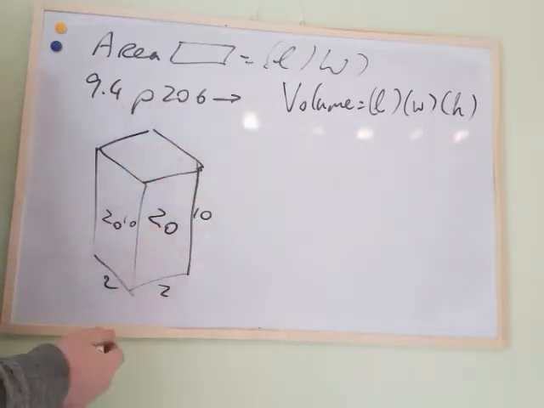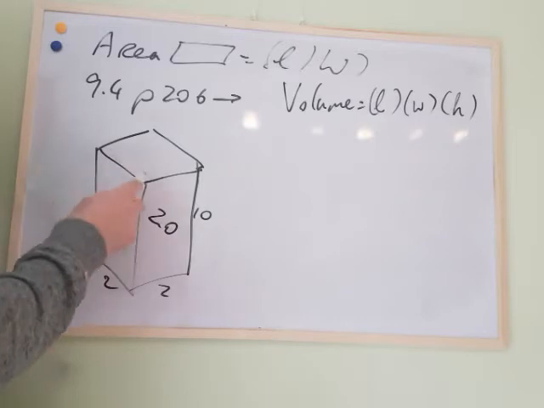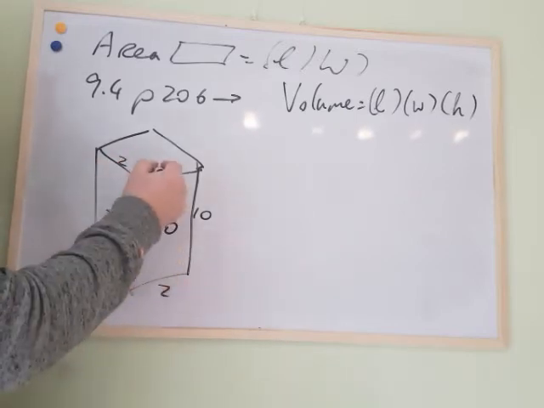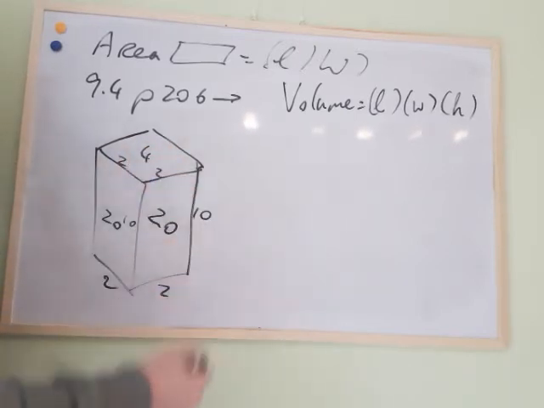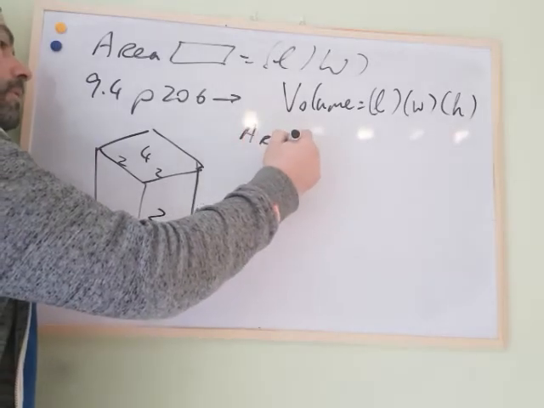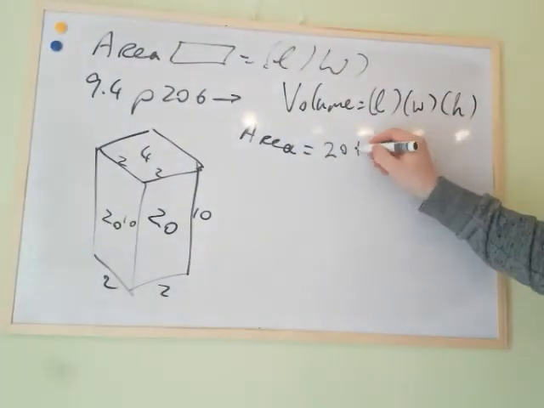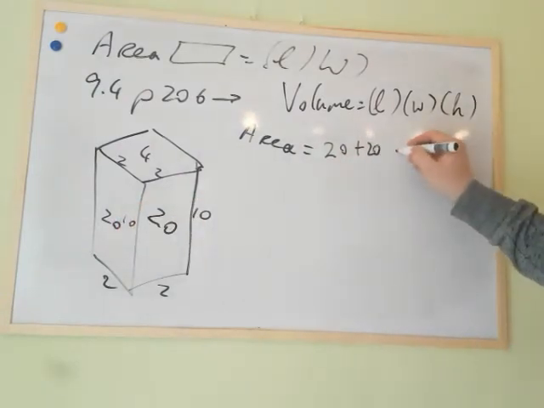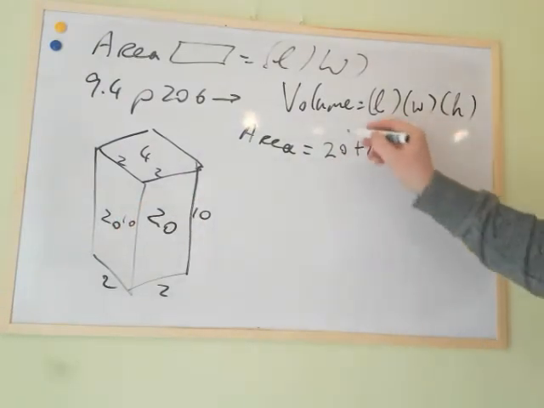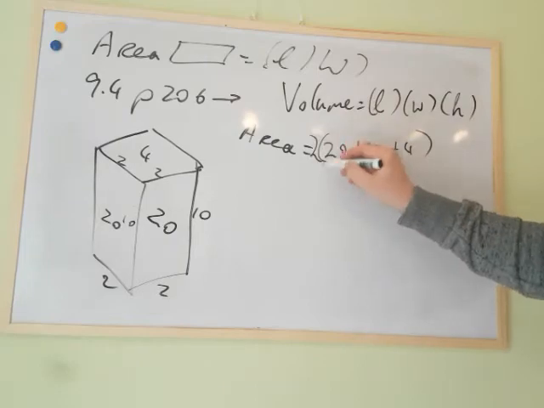And now we just need to get the bit on the top. But I need to figure out what the dimensions are. Well, if this is 2, and that is 2. And if this is 2, and that is 2. 2 by 2 is 4. So the area of this would be 20 plus 20 plus 4 multiplied by 2, folks.